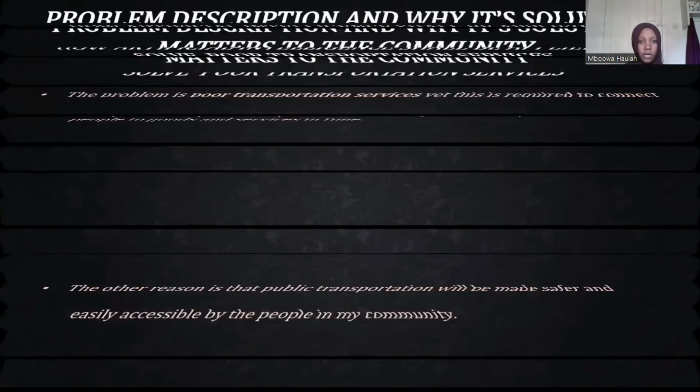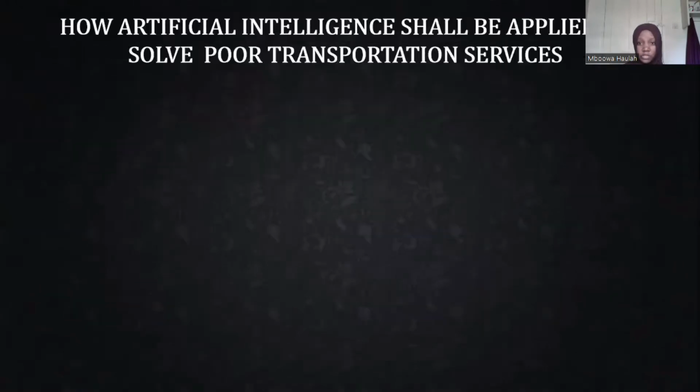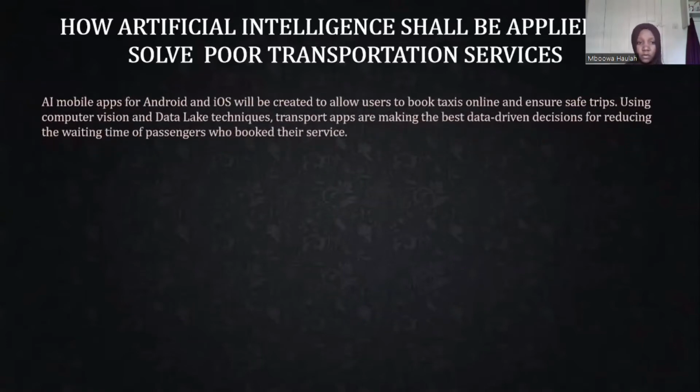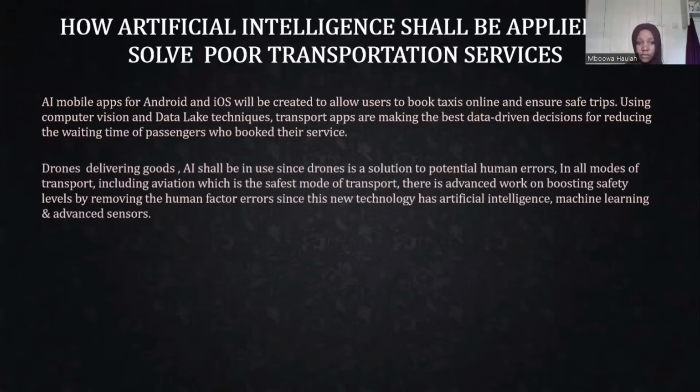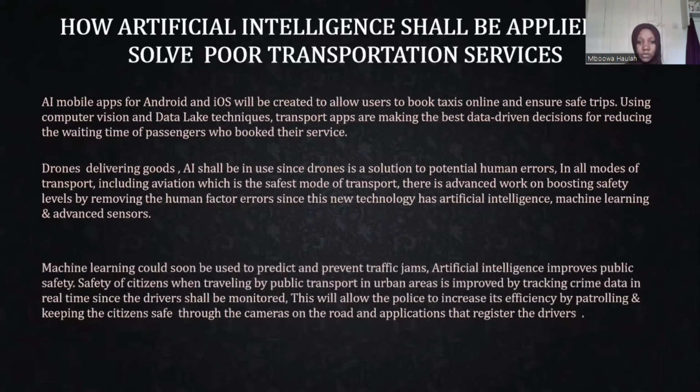So how is artificial intelligence going to be applied to solve poor transportation? First of all, the mobile apps. This we already know because you're exposed to some mobile apps for motorcycles. And we have drones for delivering goods. This is the best thing because it reduces human errors. It's very fast, and as you know, aviation is the safest mode of transport, so it will be very good. And machine learning can predict traffic jams. That's what I was telling you, reducing the congestion.